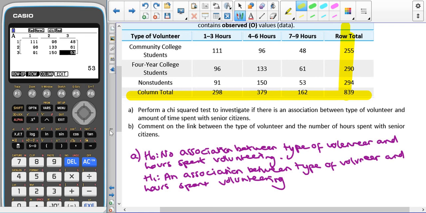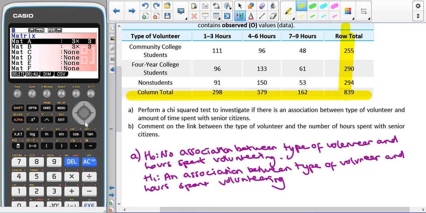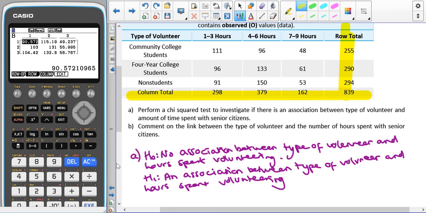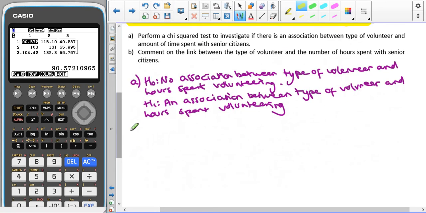Again, just quickly double check that you have entered all those in correctly. Exit, exit, exit. Don't write this down yet. We have to check our expected values first. Yes, none of them are less than 5, so I can just write this down now. So my expected values.